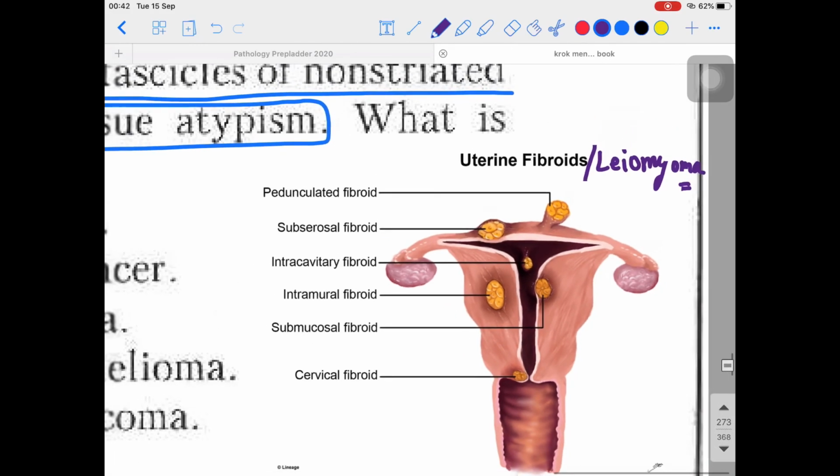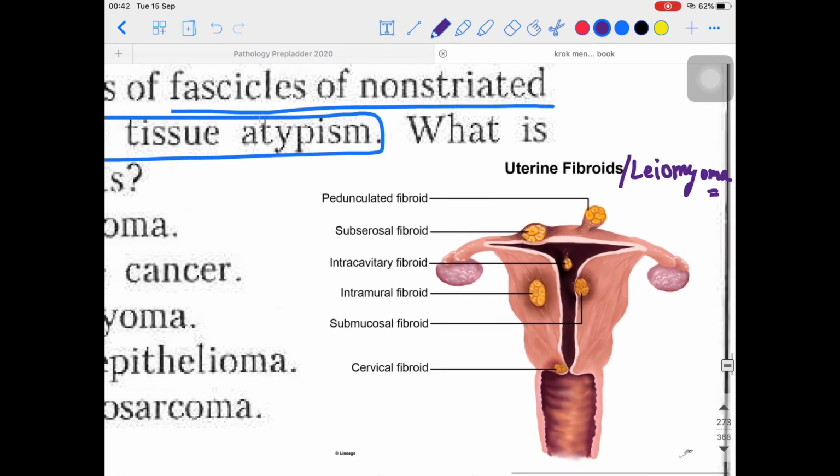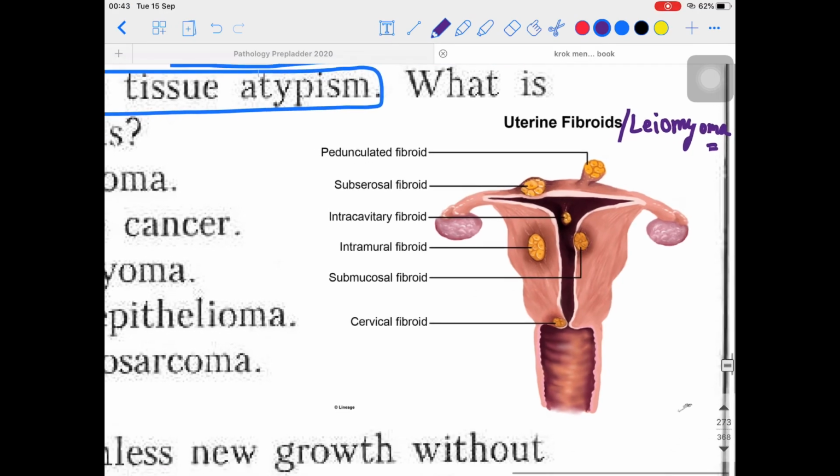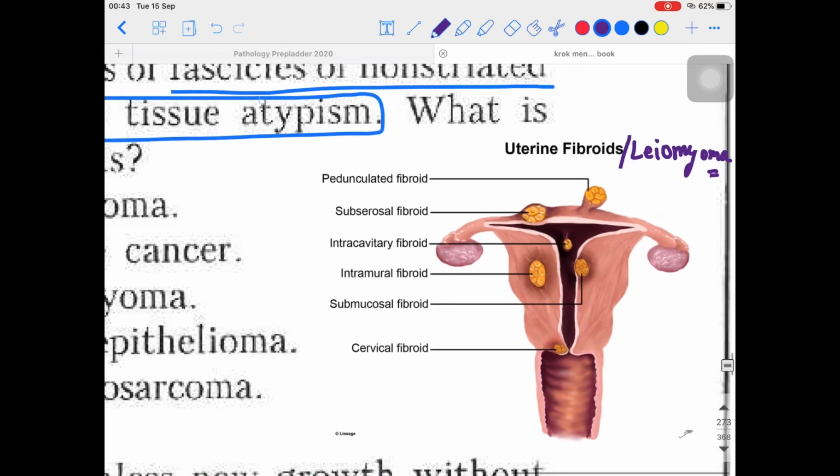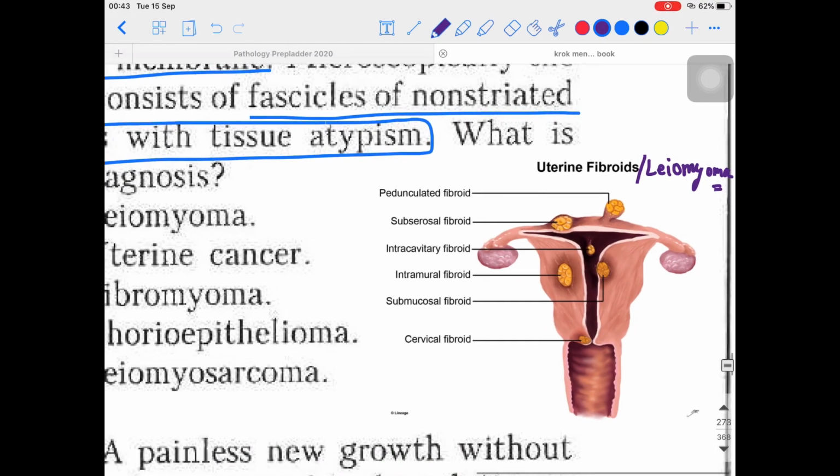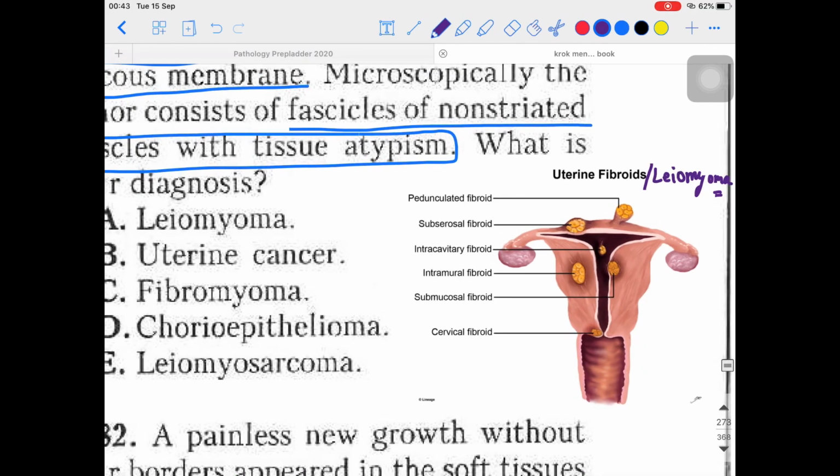So look, there are several types of uterine fibroids, but if you want to remember the types of the fibroid, that's okay, but if you do not remember also, that is fine, because you will be studying these things in your gynecology and obstetrics part in your 5th course. But for now, in this particular question they are talking about the uterine fibroids, also called Leiomyoma.